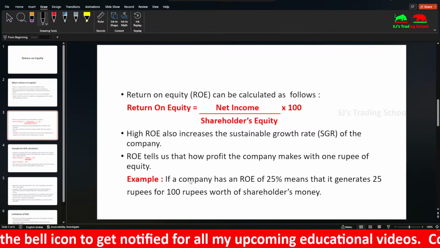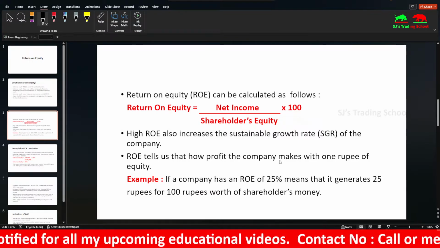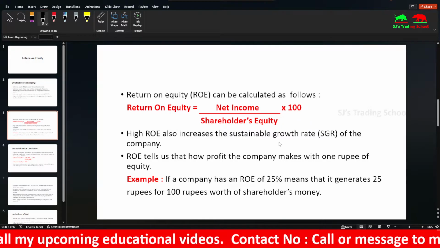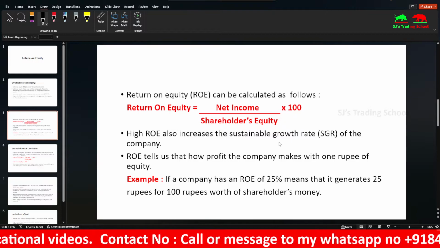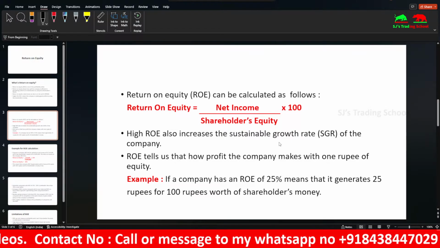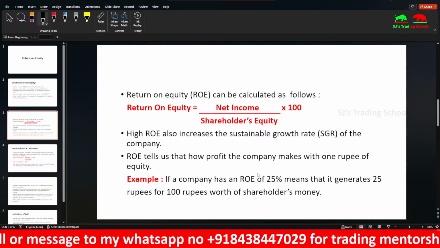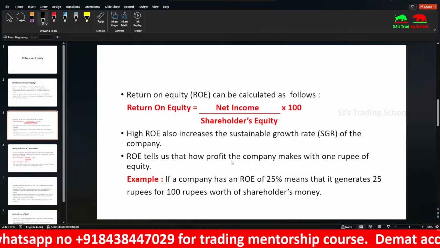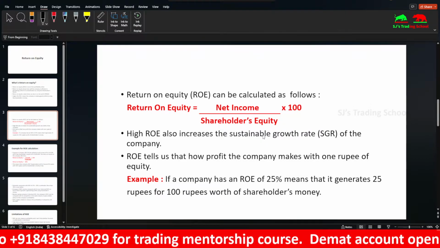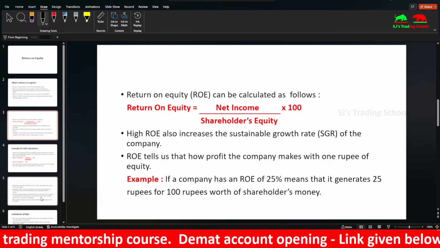Suppose a company has an ROE of 25%. It generates 25 rupees for every 100 rupees of shareholders' money. So with the 100 rupees of shareholders' money you have given to the company, it's generating around 25 rupees. This is what an ROE of 25% means. Or you can say with 1 rupee of shareholders' money, it's generating around 25 paise. This is what ROE denotes. This is a simple way to easily understand ROE, return on equity.